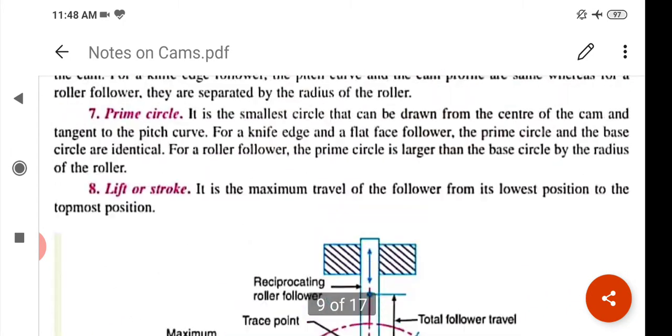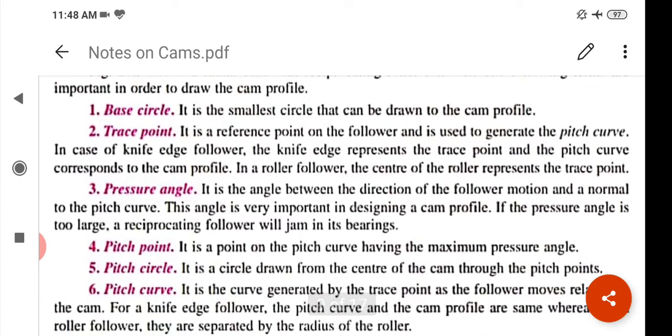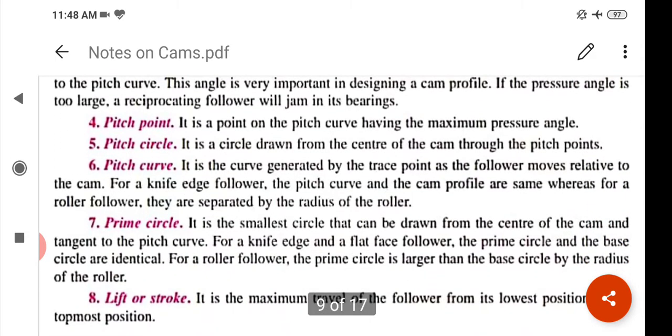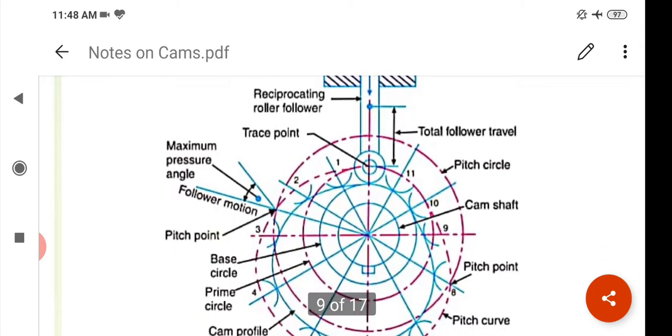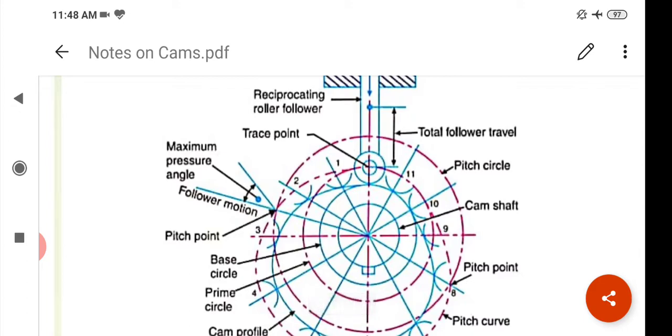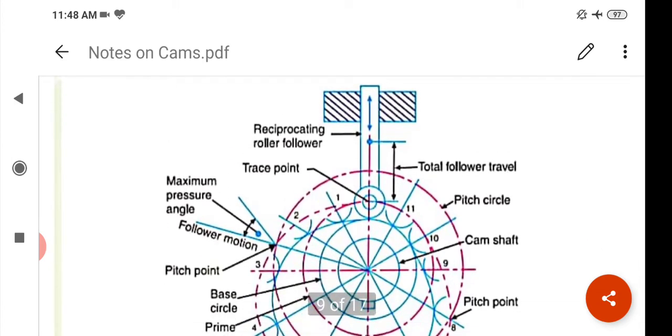The second term is the trace point. Here the definition says it is a reference point on the follower and is used to generate the pitch curve. We'll see what this pitch curve is. In case of a knife edge follower, the knife edge represents the trace point. So what does the trace point mean? We will see here. You have the follower, and the end point of the follower traces your cam profile, and that point we call the trace point. Now what does this trace point trace?